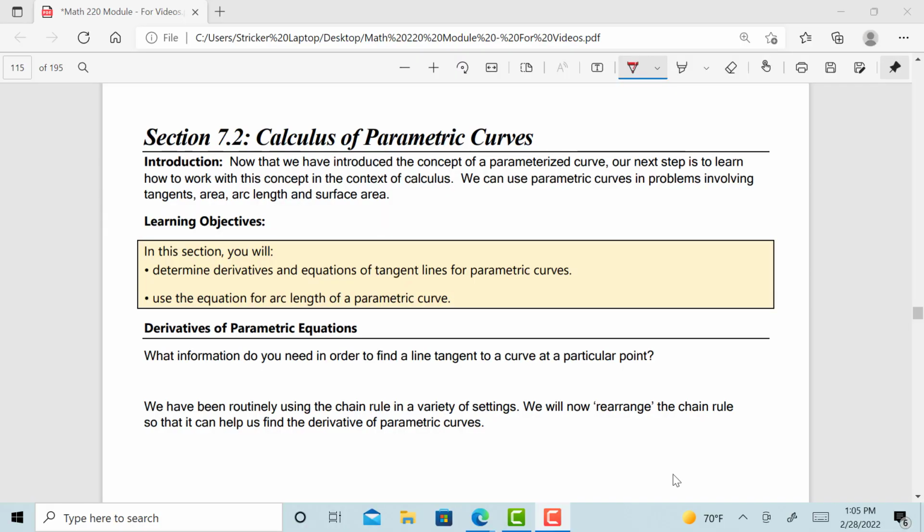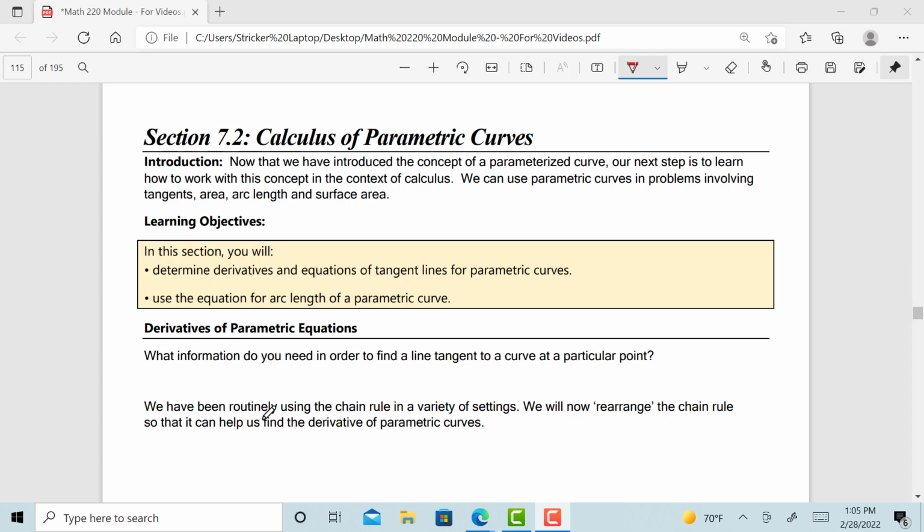This video is going to cover section 7.2, which is titled Calculus of Parametric Curves. In the last section, we introduced the idea of what parametric equations were, and what the graph of parametric equations looks like, that curve. In this section, we're going to look at some applications that involve finding the derivative of parametrically described curves. So let's jump into what the derivative is going to look like when we have parametric equations.